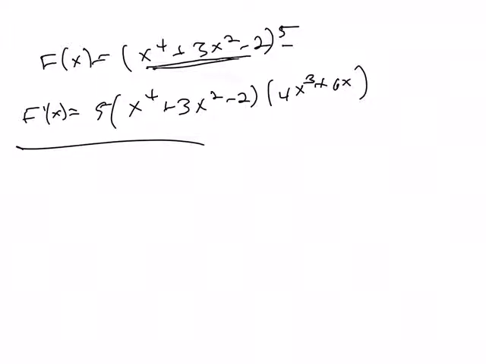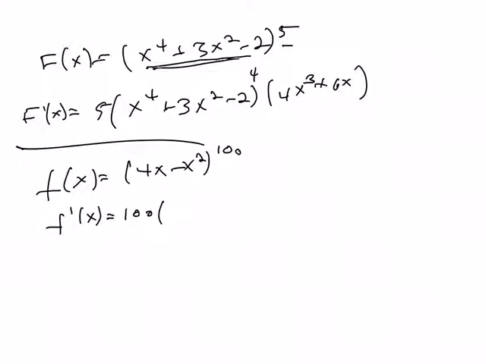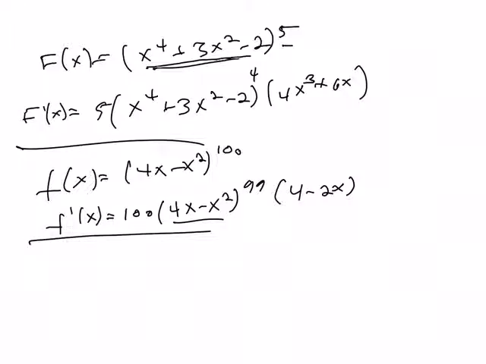Next problem is problem 8. We have, I'm going to write little f, f of x is equal to 4x minus x squared to the 100th. Oh, wait. Yeah, this should be 4 over here. Okay, so f prime of x is equal to 100 times 4x minus x squared to the 99th power times the derivative of this thing inside, which is 4 minus 2x.